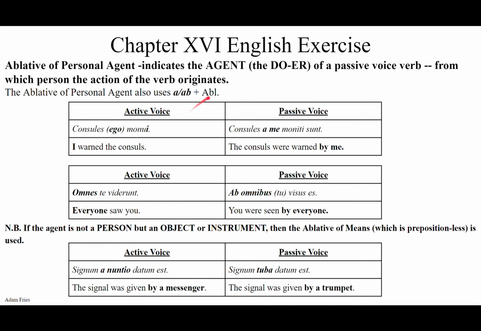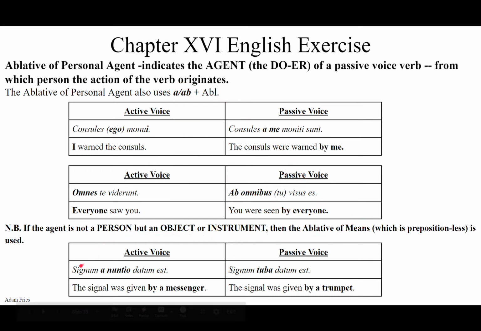Now, if the agent, the doer of the passive voice verb, is not a person, so it's not personal agent, but instead is an object or an instrument, a thing, a non-person, then we do not use the ablative of personal agent. We do not use a preposition. We use the ablative of means, which does not use a preposition, no preposition.